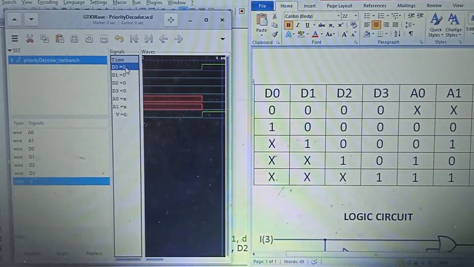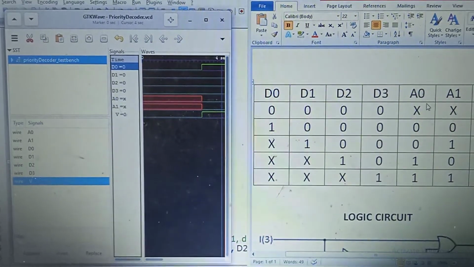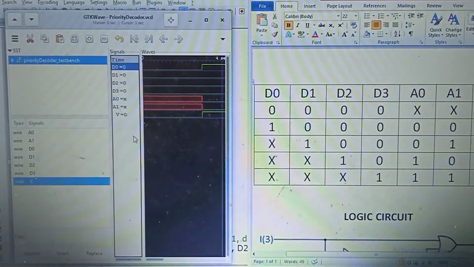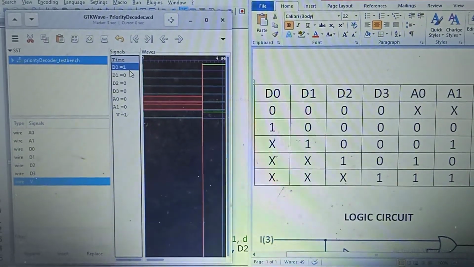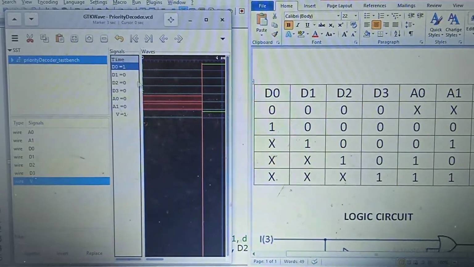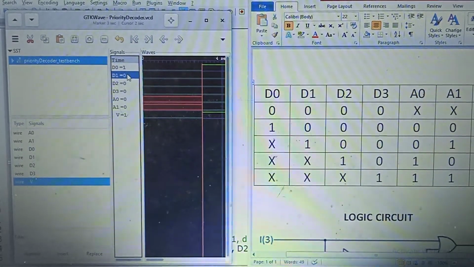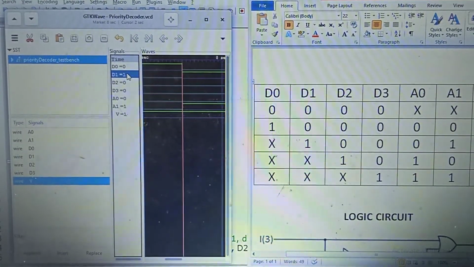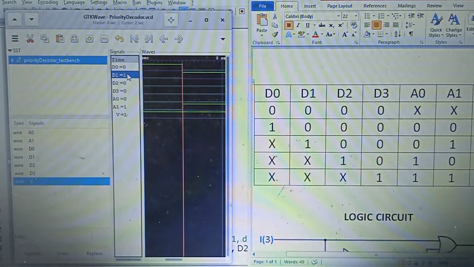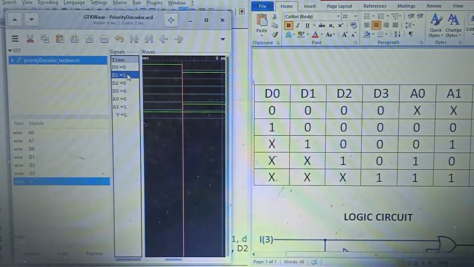If our inputs are 0000, then the value of our A0 and A1 is X, then B equals 0, so same. Then if our inputs are 1000, then our A0 and A1 are 0, then B equals 1. Then if our inputs are 0 1 0 0, so this is just an X, or don't care. 0100 has outputs 01, then 1.